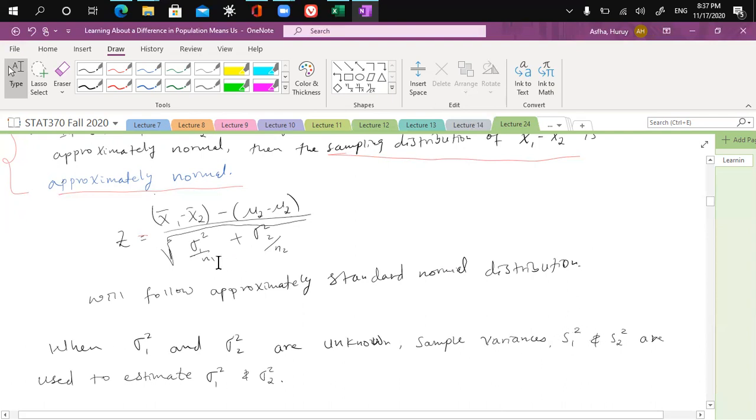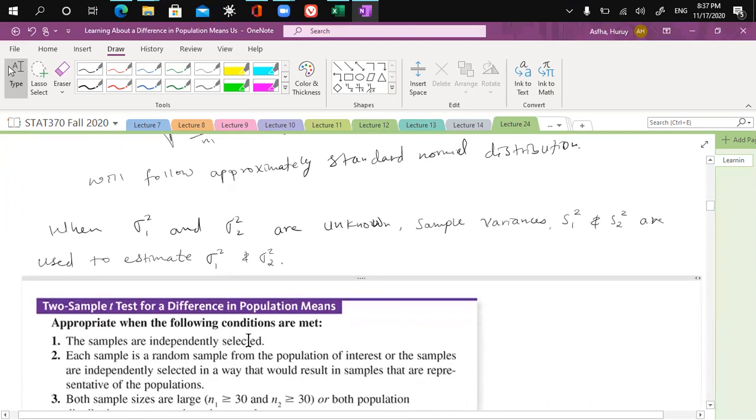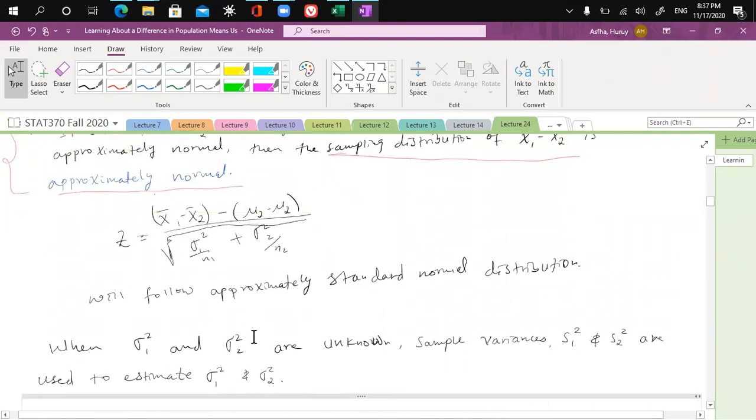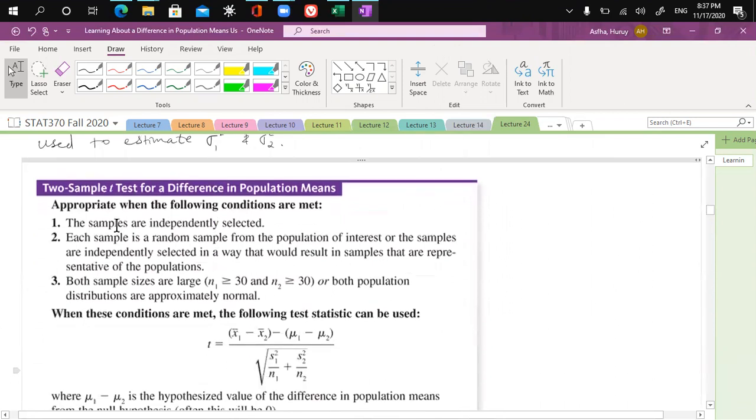So if we plug this in here, if we replace sigma by S, then we don't have a normal distribution anymore. It becomes a t distribution, okay? So the two sample t test for a difference in population mean is over. The conditions for this hypothesis test, or for this kind of test, are that the samples are independent. So here we have two samples, and both of them have to be independent.